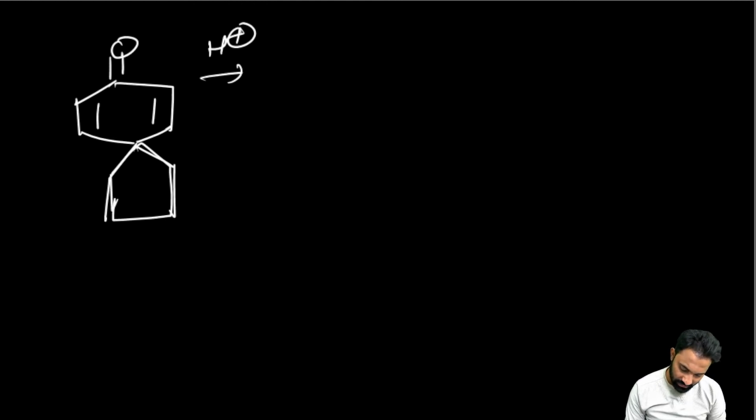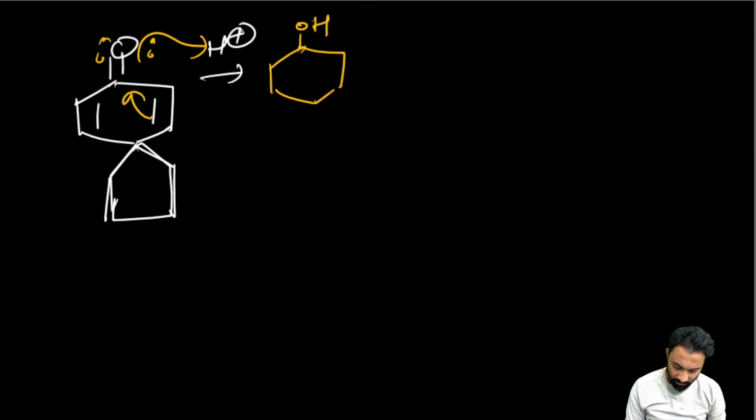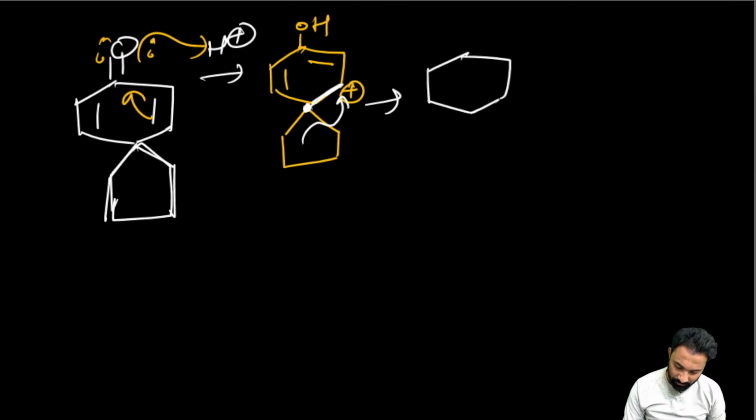When it has abstracted that H plus, now oxygen, again what it will get? Again it will become the H plus. How? This pi bond will be shifted here. Then this carbon will get the positive charge. Now you have to see this is a ring adjacent carbon. If ring adjacent carbon has the positive charge, what will happen? Ring expansion will happen. In this manner the ring expansion will happen.